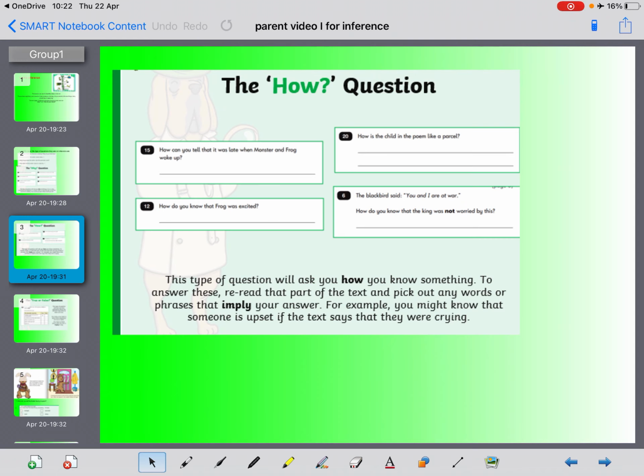The how question. This type of question will ask you how you know something. To answer these, you will need to reread that part of the text and pick out any words or phrases that imply your answer. For example, you might know that someone is upset if the text says that they were crying.